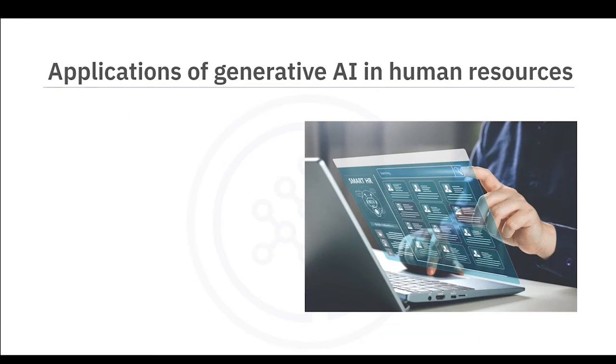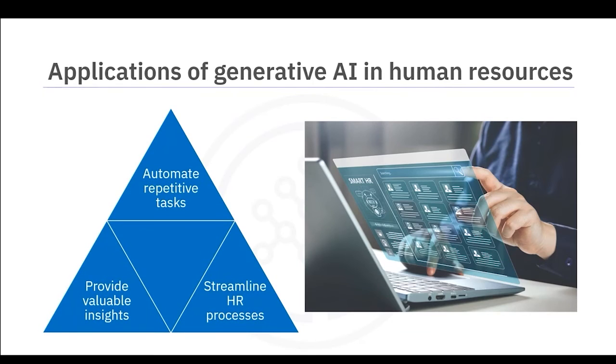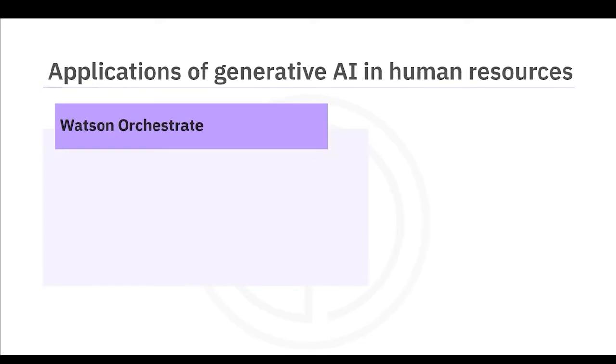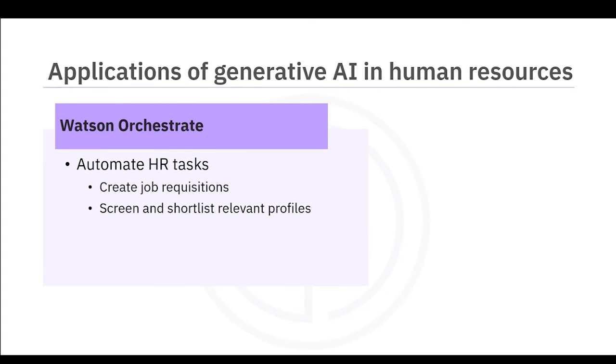Let's look at how generative AI can empower human resources, or HR, to automate repetitive tasks, provide valuable insights, and streamline HR processes. watsonx Orchestrate, for example, helps automate HR tasks such as creating job requisitions, screening and shortlisting relevant profiles, scheduling interviews, candidate onboarding, and more.